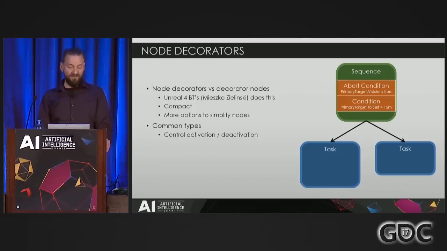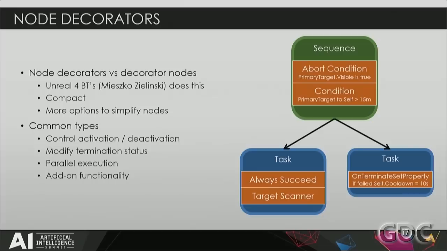So the common types, again, would be that you have the activation and deactivation controlling decorators inside the node. But now in this case, you can easily see that this sequence, they are within the sequence, both of the abort and the regular condition. You can have the termination status modifiers. Again, it's much easier to see that now this task always succeeds. You can have parallel execution by having updatable decorators. Unreal, I believe, calls them services. And then finally, you can have the same add-on functionality that if this task, the right one, would fail, it sets a cooldown property to 10 seconds in this example.